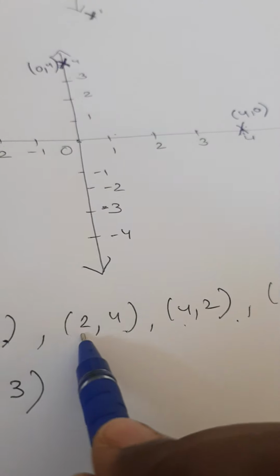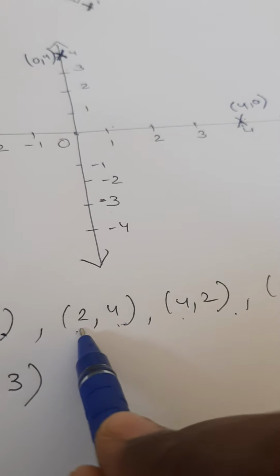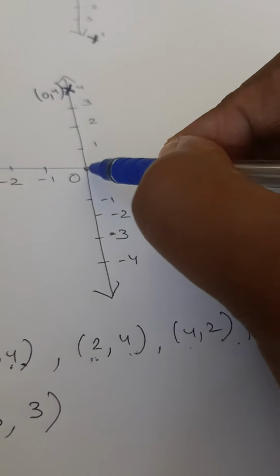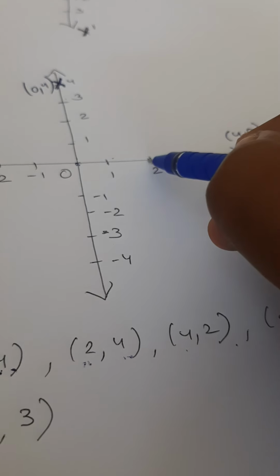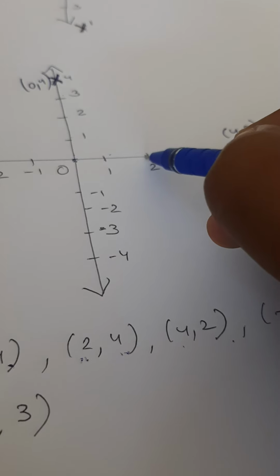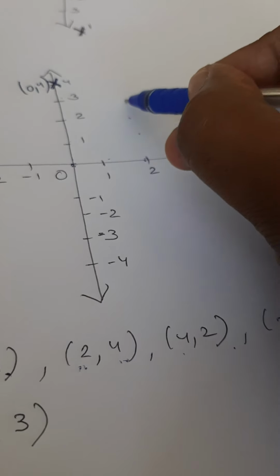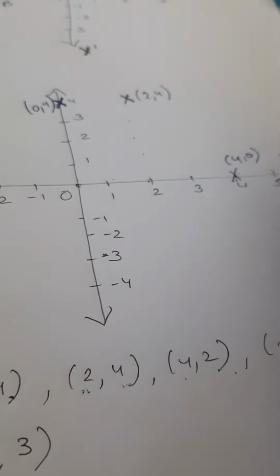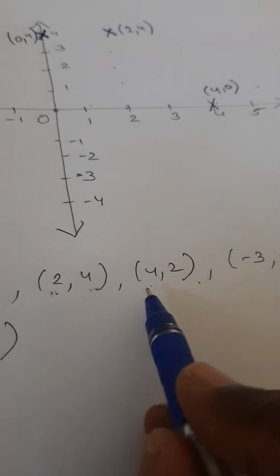Okay, so (2, 4): 2 is the x coordinate and 4 is the y coordinate. So I have to move 2 units on the x-axis. Starting from the origin, I move 2 units, 1 and 2. Now as the y coordinate is plus 4, I have to move above the x-axis 4 units. So 1, 2, 3, 4. So this will be the point (2, 4). Okay, correct?